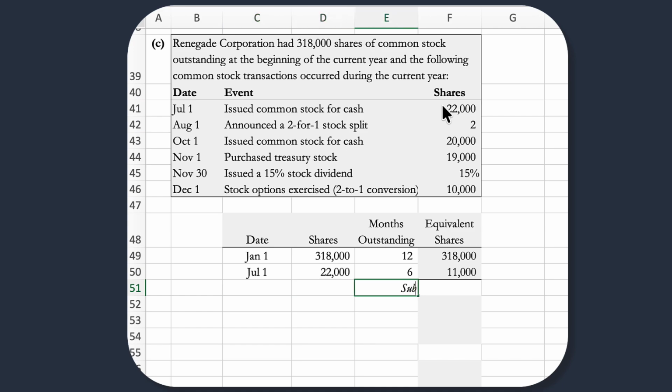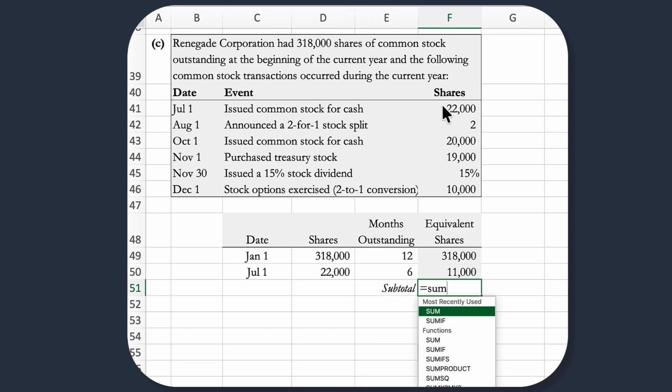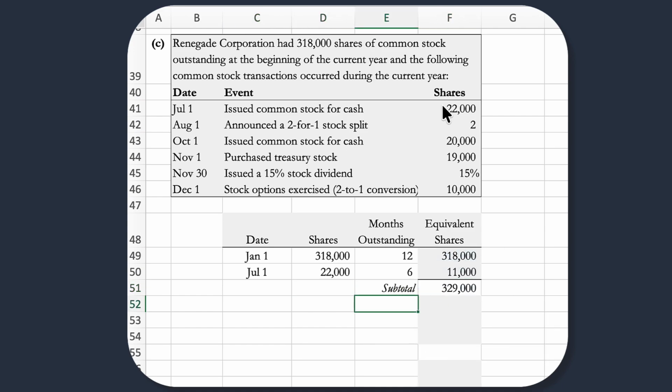So we need to subtotal this before we apply our split so that we can consider that split as effectively being all of those shares that were outstanding since the beginning of the year being split into 2. And we'll just multiply our subtotal by 2, and that has already been weighted, so we can easily work it into our formula that way. So October 1st, then we issued common stock for cash. Those were outstanding for 3 months.